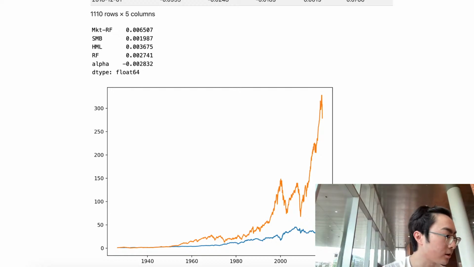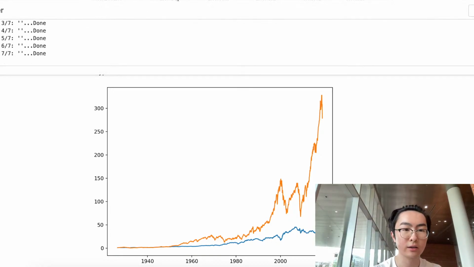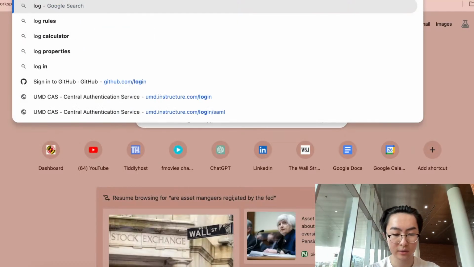You're subtracting returns from high book-to-market to low book-to-market. Okay, so I think maybe it would be better for us to log. So let me see. Log.